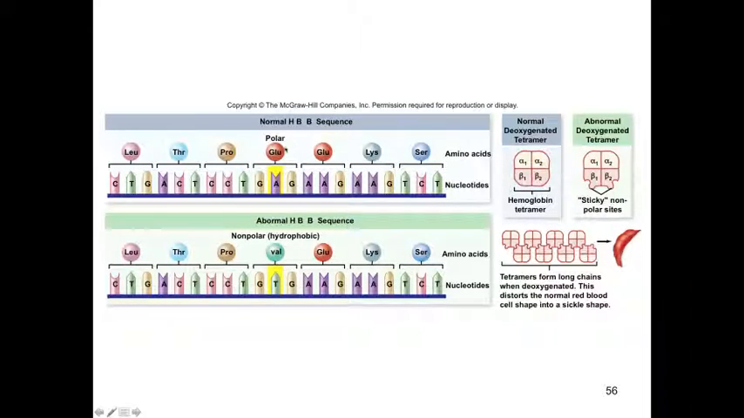This is a big switch because we switched a polar amino acid for a nonpolar or hydrophobic amino acid. That results in abnormal tetramer for hemoglobin. So these two beta subunits are unable to carry oxygen. And as they stack together much more tightly, this distorts the normal red blood cell shape into a sickled shape.